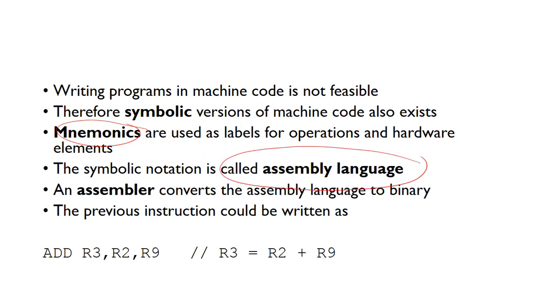So you can write code in assembly language, and then an assembler is a software program which converts the assembly, what's written using these mnemonics, into binary. So for example, in that previous instruction, the mnemonic might be add, so we're going to add R2 plus R9, and we'll store the result in R3. So using these mnemonics, it's much easier to write a program compared to writing directly in the machine code.